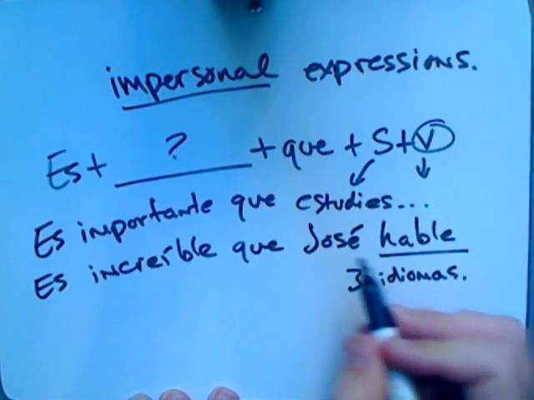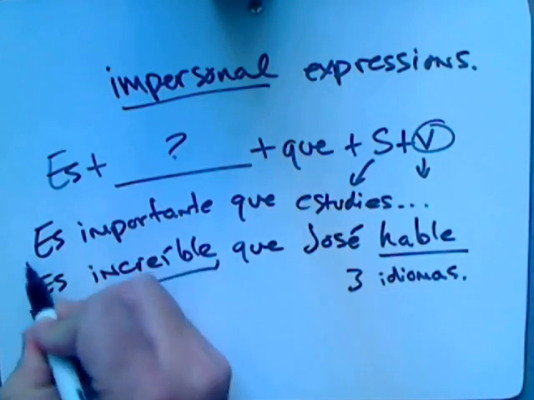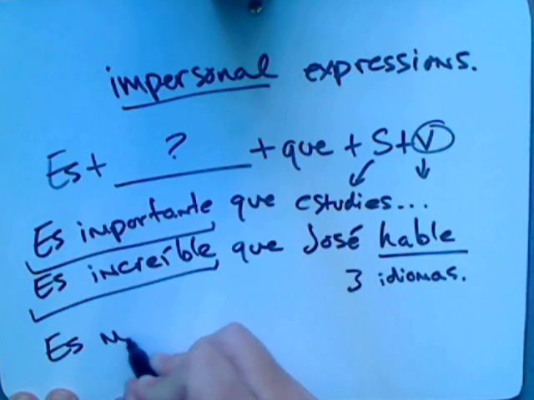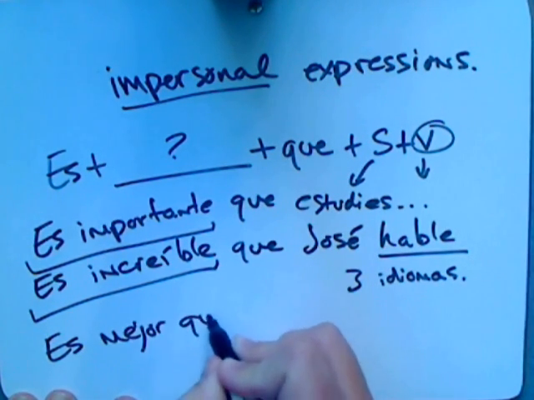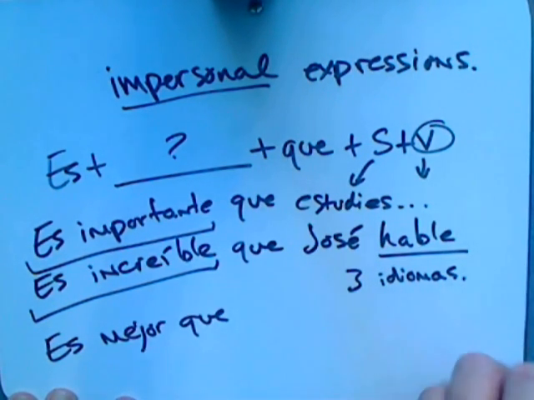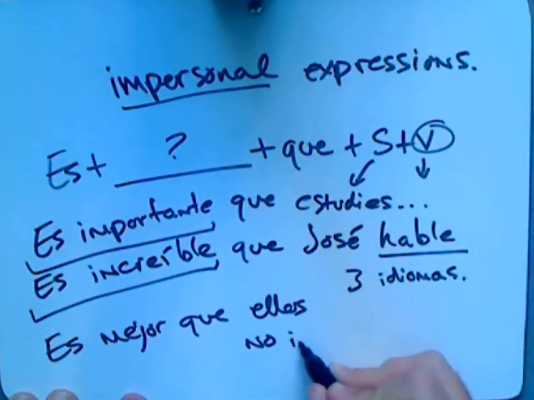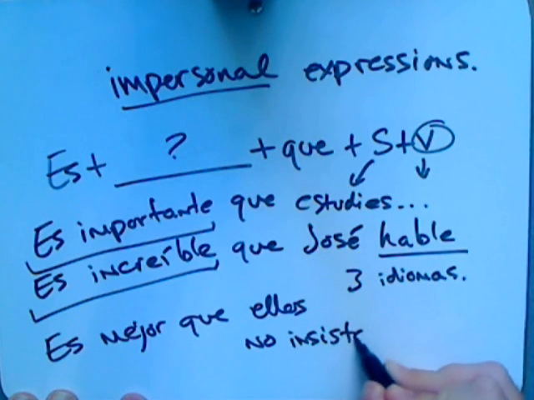Okay? So this part here is an impersonal expression. We don't have that first subject we talked about. Or another common one, es mejor que. It's best, or it would be best. Es mejor que ellos no insistan. It's a way to give advice. Es mejor que ellos no insistan, our verb form in the subjunctive.